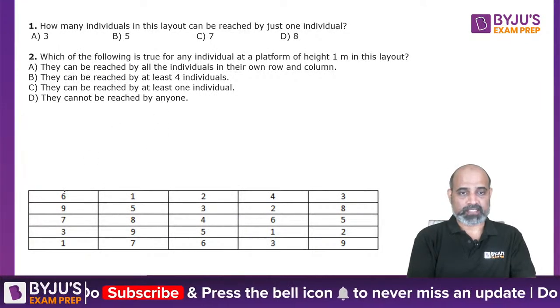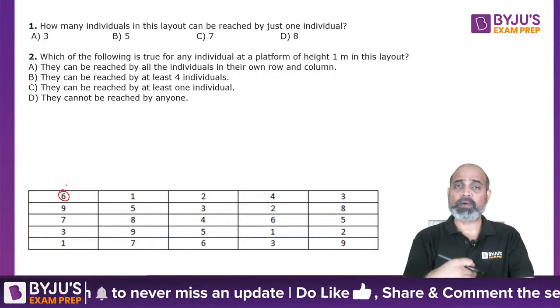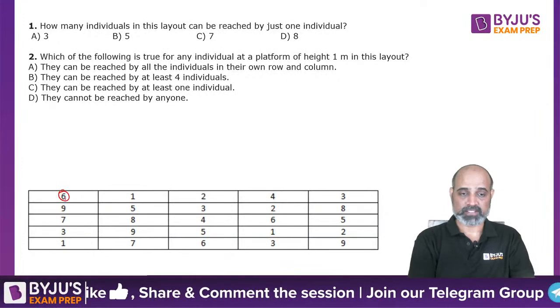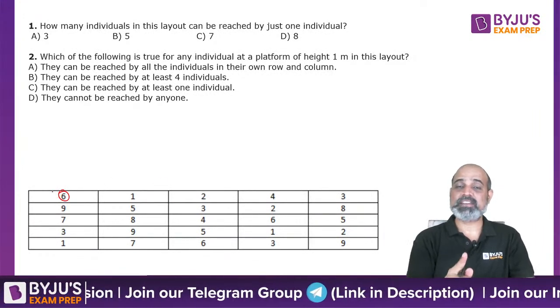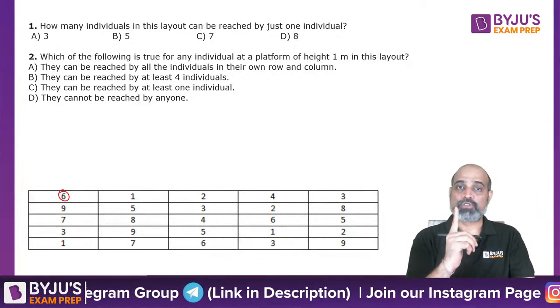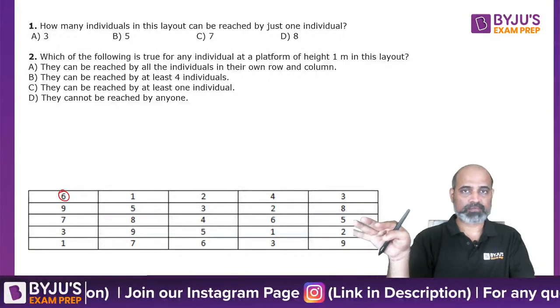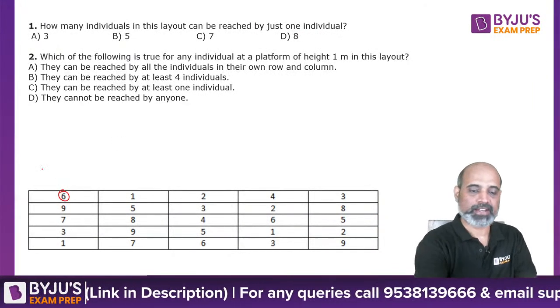So let's start with 6. 6 can be reached by how many people? 9 cannot reach 6. 1 can reach 6. 2 can reach 6. So 6 can be reached by 2 people for sure, 1 and 2. I'm not checking others, क्योंकि जैसे ही एक से ज़्यादा मिला, we are going to discard it. So 6 is not that guy.